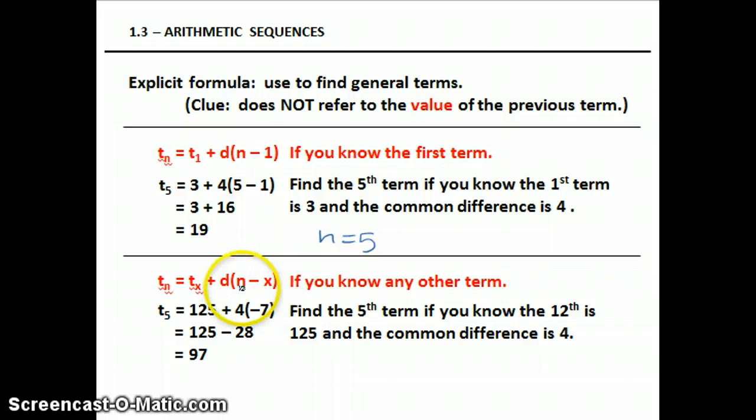So here for n minus x, we are going to say that it is going to be 5 minus 12, which gives us a negative 7. So now we have negative 28. 125 minus 28 is 97. So we know that our 5th term in this sequence is 97. And if we keep adding 4 to it, our 12th term will be 125.